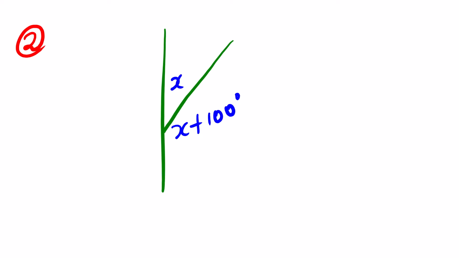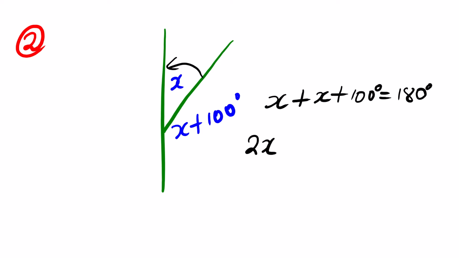We look at the second example. Sometimes a question might be a bit challenging. We know that this angle plus this angle is equal to 180. Why? Because of angles which are supplementary, lying on the same straight line. So it's x plus 100 is equal to 180.